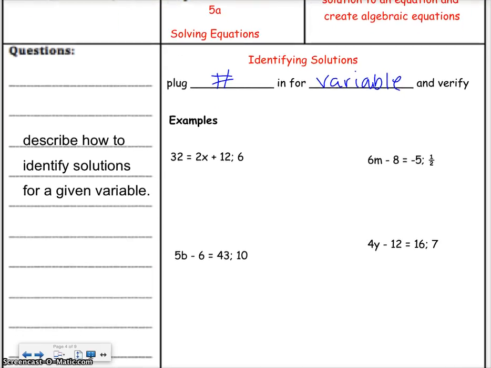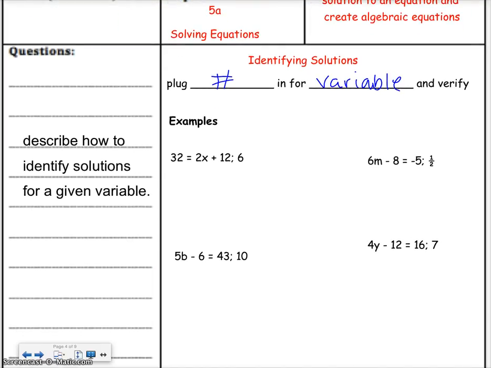Notice that semicolon, and maybe that confused some of you a little bit yesterday. It says 32 equals 2x plus 12, semicolon 6. In math, the semicolon means for x equal. So how I read that, does 32 equal 2x plus 12 for x equaling 6? So I put a 6 where my x is. Does 32 equal 2 times 6 plus 12?